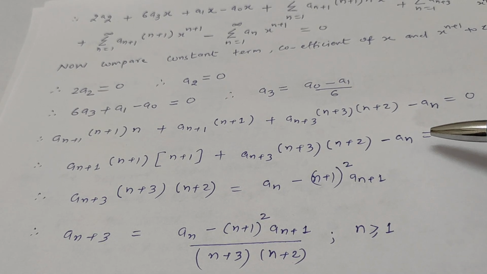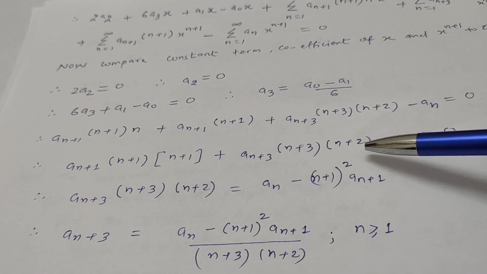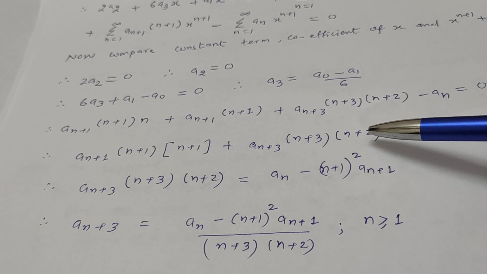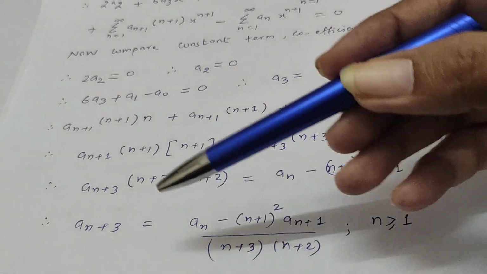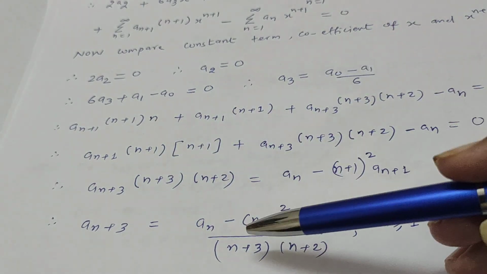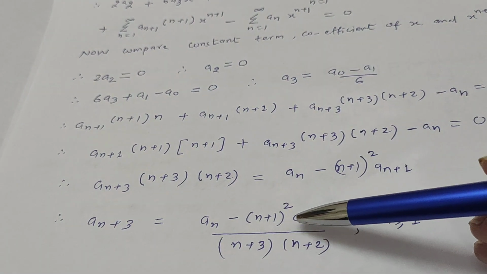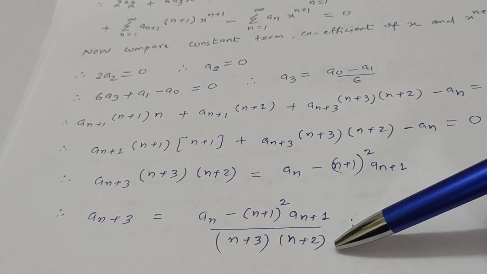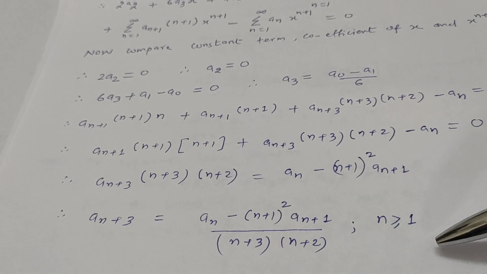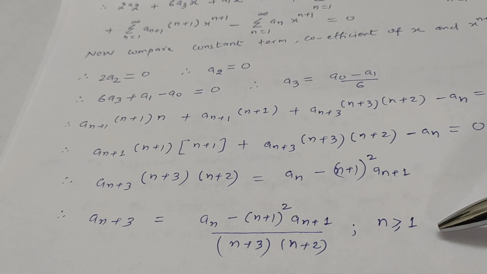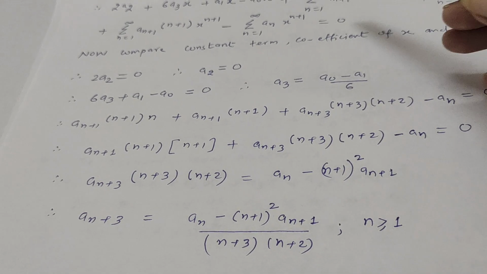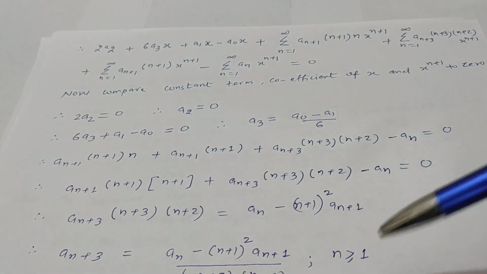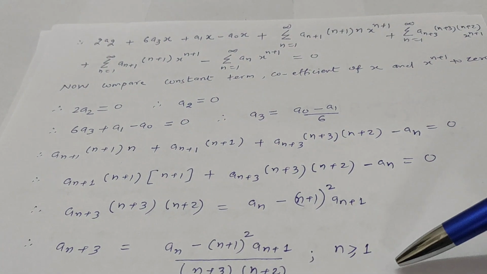Now we have to make a_{n+3} the subject. If we make a_{n+3} the subject, after simplification we will have a recurrence relation, that is a_{n+3} equals a_n minus (n+1) the whole square into a_{n+1}, divided by (n+3)(n+2). This recurrence relation is true for n greater than or equal to 1, because in these terms n will start from 1.